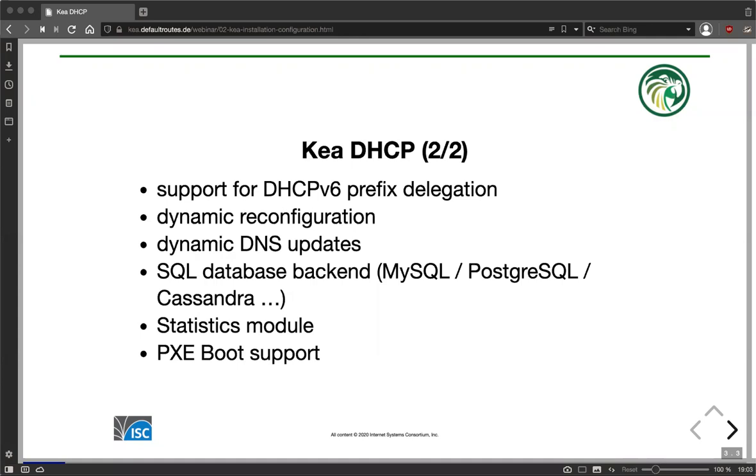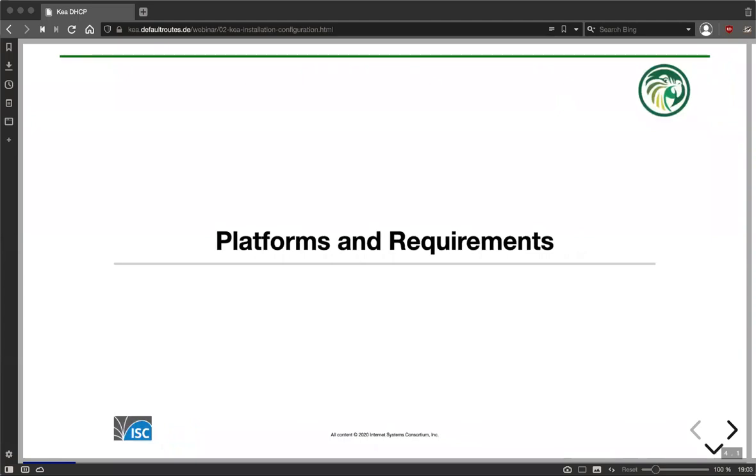It has a database backend, and it can do MySQL, PostgreSQL, Cassandra, and maybe more in the future. It has a statistics module that gives you all kinds of pretty statistics that you can graph, and in one of the later webinars we will show you Stork, which is an add-on to Kea that gives you a web interface to look at some of the statistics. And it does PXE boot support. So that is Kea DHCP.